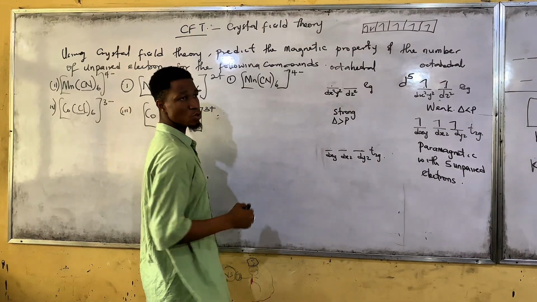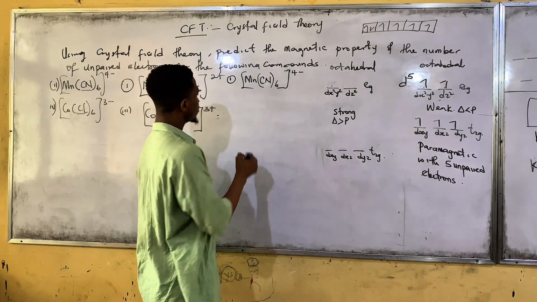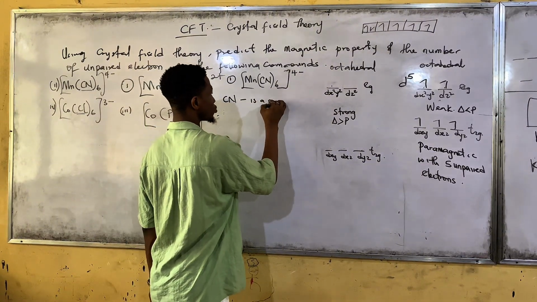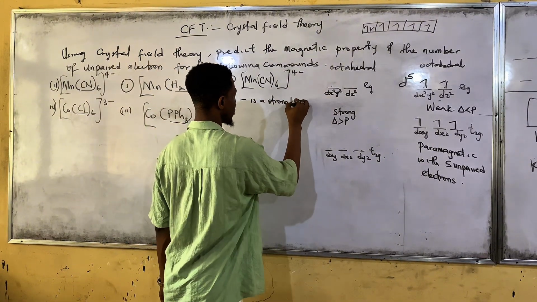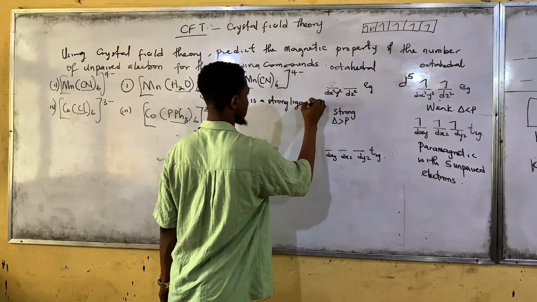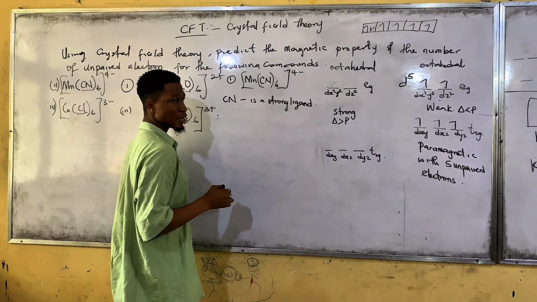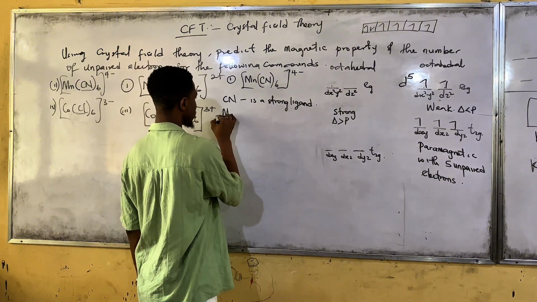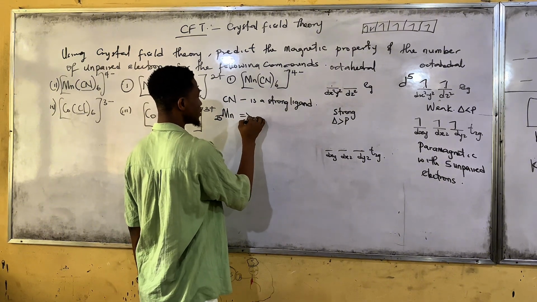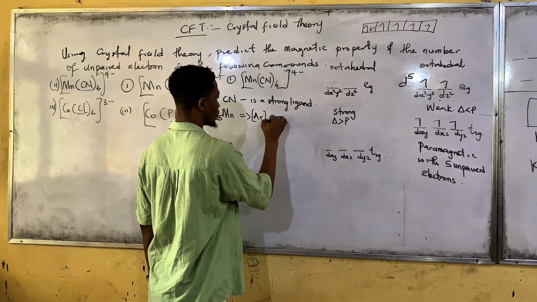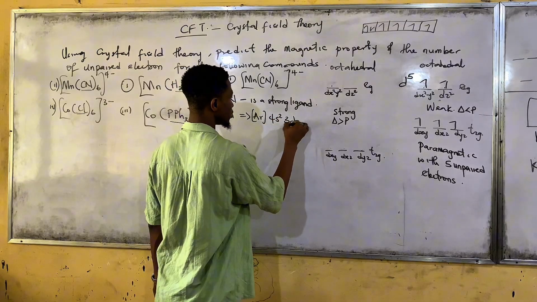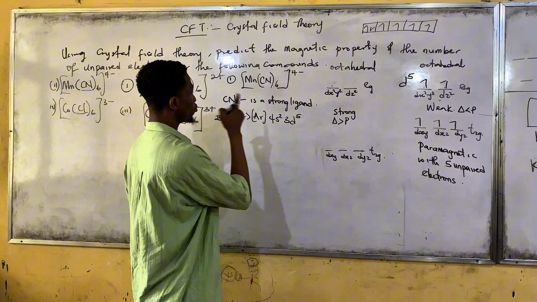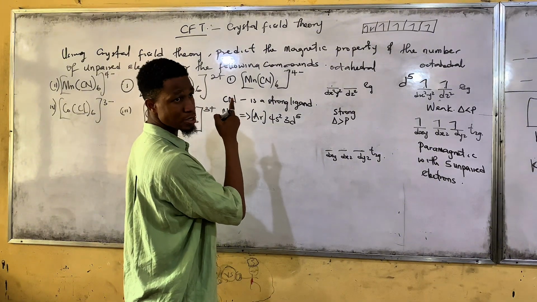Once again, CN is what? Weak or strong? So you say CN is a strong ligand. So I've pointed that out. Mn is again 25, which is still argon 4s2 3d5. So what you want to do next is to calculate the oxidation state.